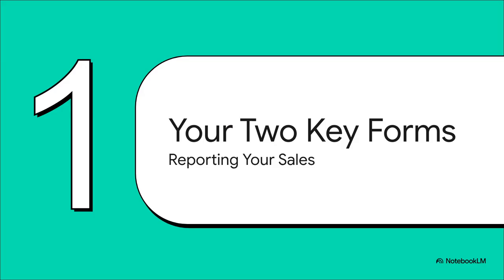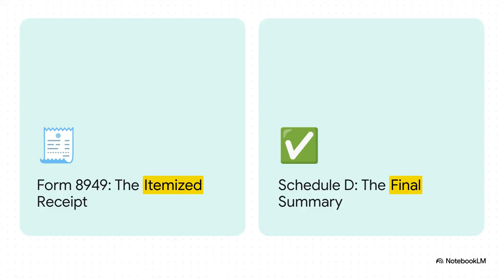All right, first things first. Let's meet our two main players here, Form 8949 and Schedule D. Seriously, once you understand how these two work together, everything else just clicks into place. The easiest way to think about this is with a simple analogy. Form 8949, that's your itemized receipt. It lists every single sale. And Schedule D, well, that's the final summary, the big total at the end of the receipt.